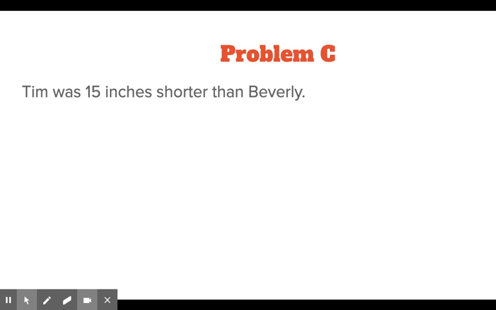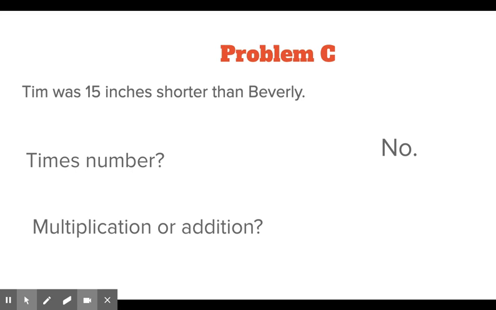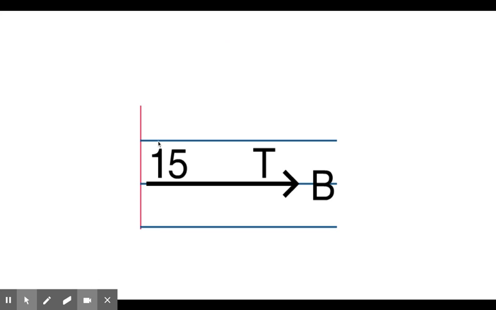Let's do it again. Tim was 15 inches shorter than Beverly. Is there a times number? No, there's no times number. Is it a multiplication sentence or an addition sentence? It's going to be an addition sentence. All right, so 15 is going to be our first small number. Who is shorter, Tim or Beverly? Tim is shorter, so he's going to be our other small number, and that would look like this. 15 inches shorter than Beverly.